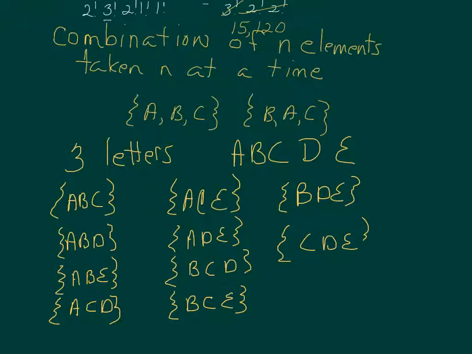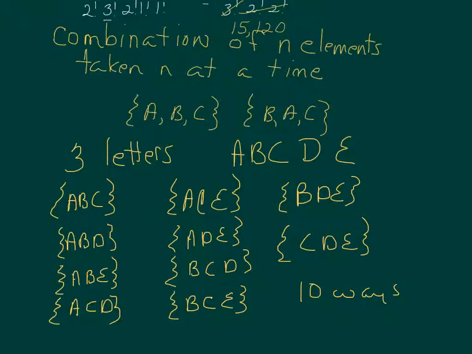So how many is that? 2, 4, 6, 8, 10. There's 10 different ways. Now, I would guess you don't want to list those out every time, especially if you had 10 letters to choose from and you only wanted 3 at a time.